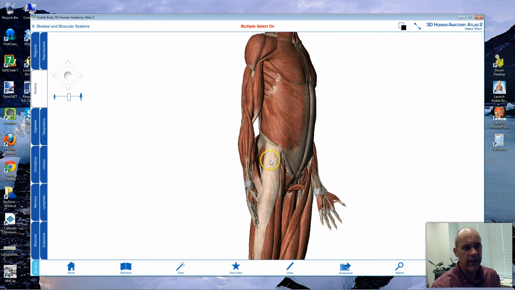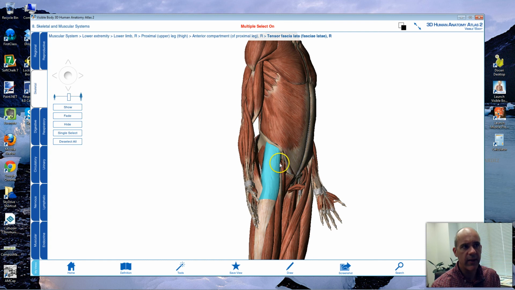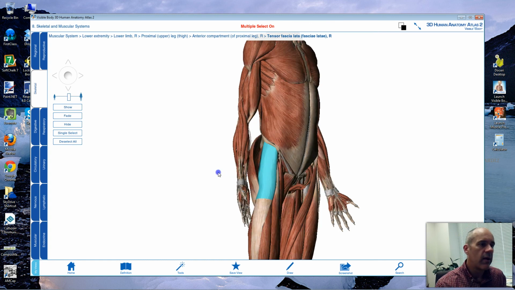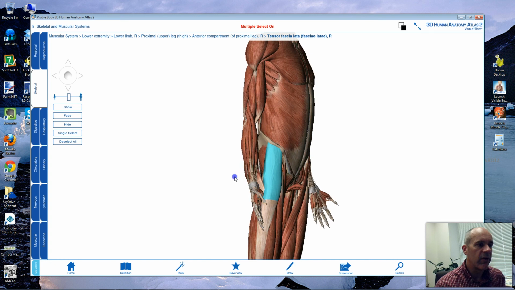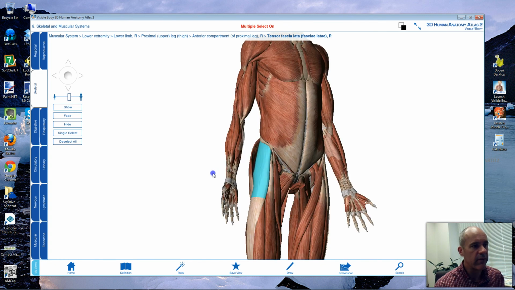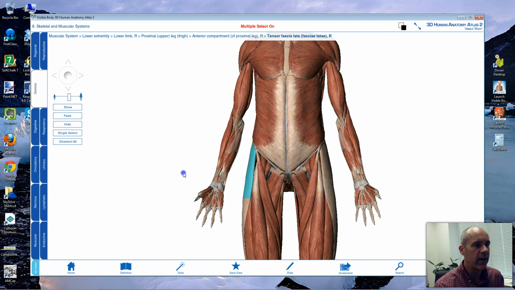All right, and while I'm here at the hip, I'm going to go ahead and highlight this one. That is the TFL, or the tensor fasciae latae. And because it's part of that group as well that are involved in abduction of the leg, abducting the leg away from the midline of the body. That's that one.